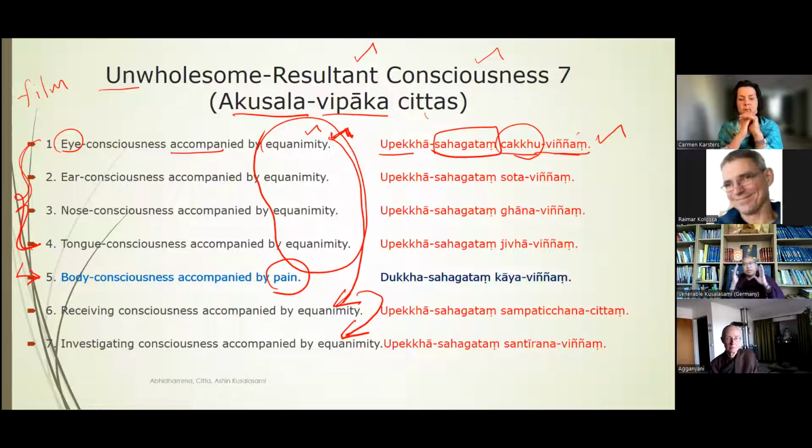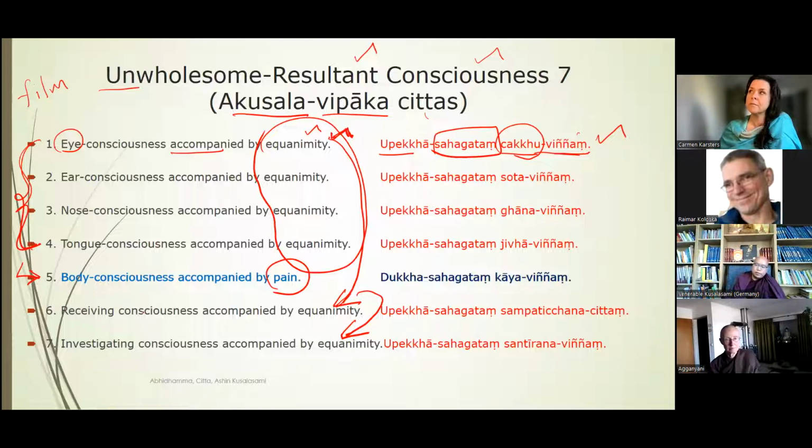So it is stronger than these 4. For example, if you see with the eyes, and we can take that object, it's just equanimity. We cannot say it's painful or not. But with bodily pain, if you are sitting on the chair, and you feel something painful on your hip like that, and you cannot stay with equanimity, and your body is in pain. Pain is stronger than these 4. So body consciousness is accompanied by pain.